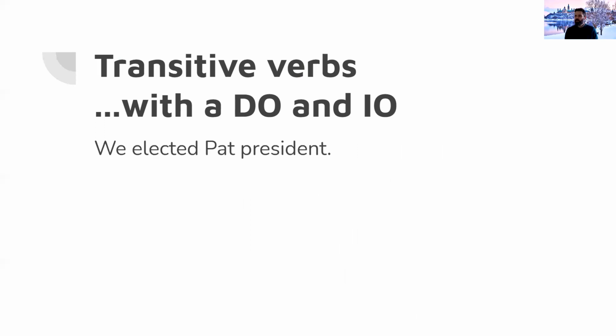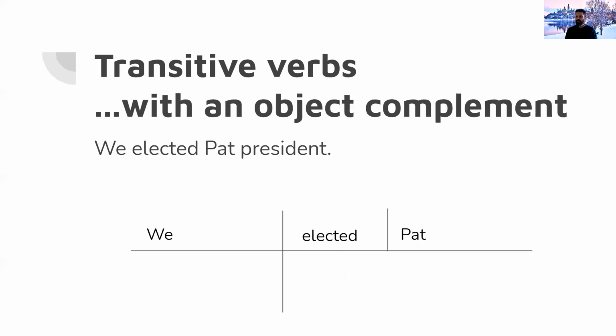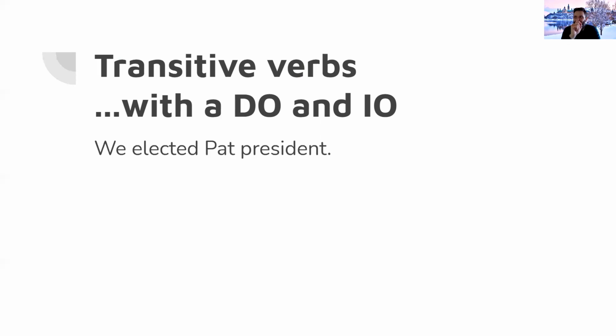Now we've got this. You know, I've got the wrong label on there. It should say a transitive verb with an object complement. This is a trickier phrase. We don't see this as much in English, but let's talk about it because it will help us better understand what's happening here when we see these kinds of sentences.